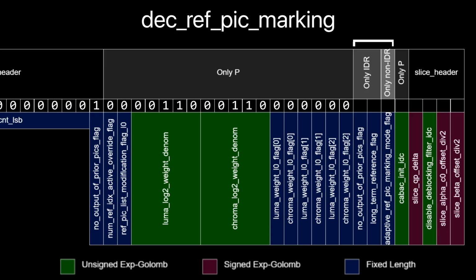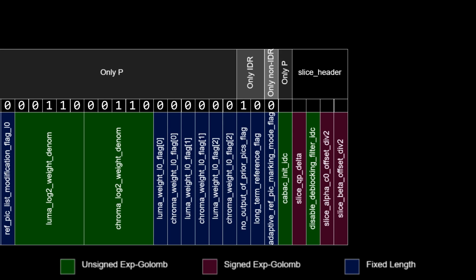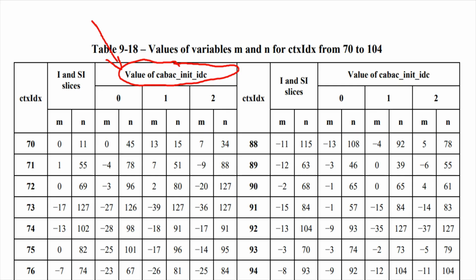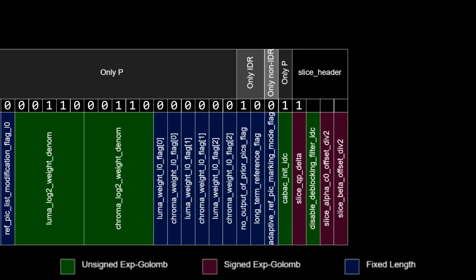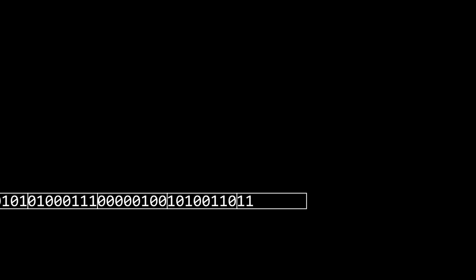Next, encode the decoded reference picture marking. If our frame is IDR, then encode the no output of prior pics flag as 1, and the long-term reference flag as 0. But if our frame is non-IDR, then encode the adaptive reference picture marking mode flag as 0. Next, encode the following. Firstly, if it's a P slice, encode CABAC init IDC as 0. Next, slice QP delta, disable deblocking filter IDC, slice alpha C0 offset div2, and slice beta offset div2 are all set to 0.